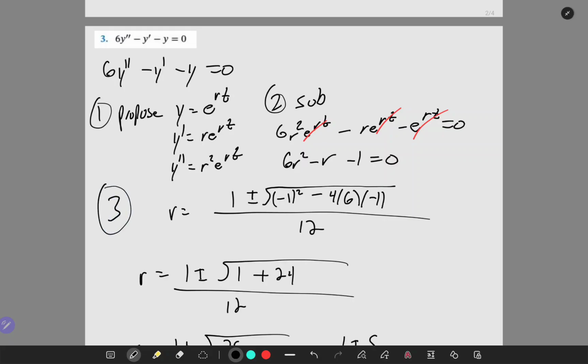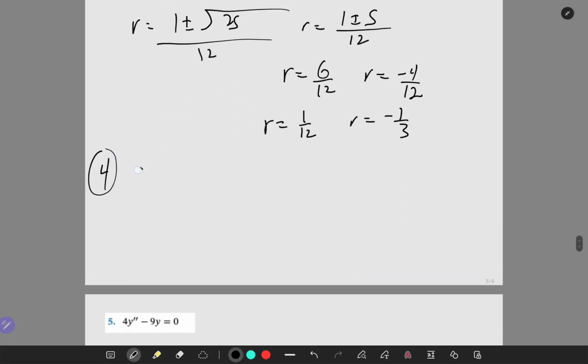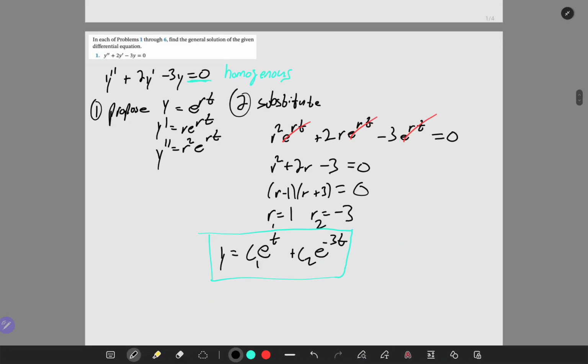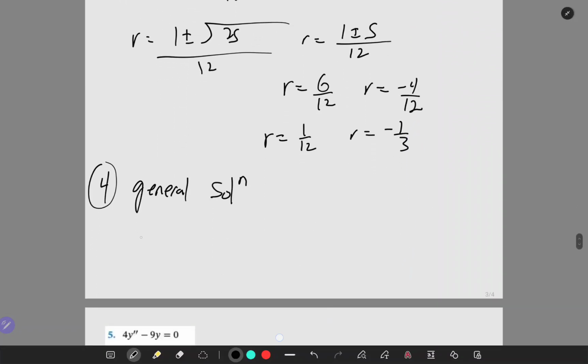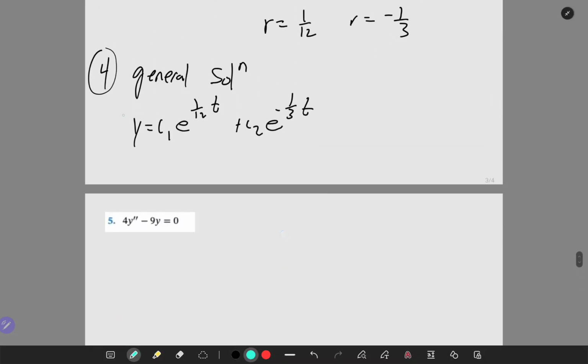Okay, so now that we have our r's, this was step 3, solve for r. Step 4, the general solution. I forgot to write step 4, that's all right. Y is equal to C1. Now, it doesn't matter which one you write first. Both C's are arbitrary. It doesn't matter which C1 goes with which r. C1 e to the 1/2 t plus C2 e to the negative 1/3 t. This is our answer here, that's our general solution.